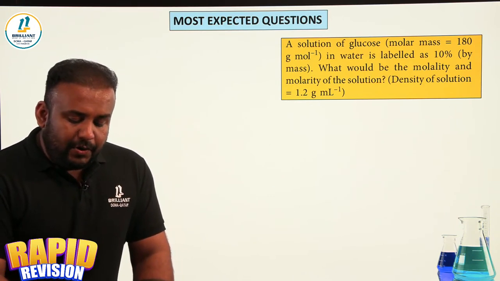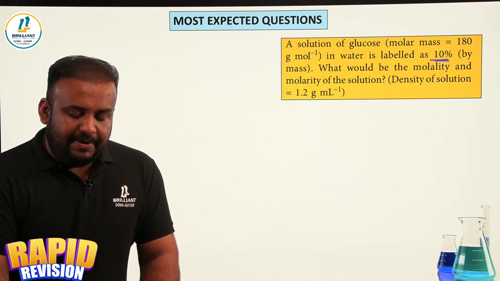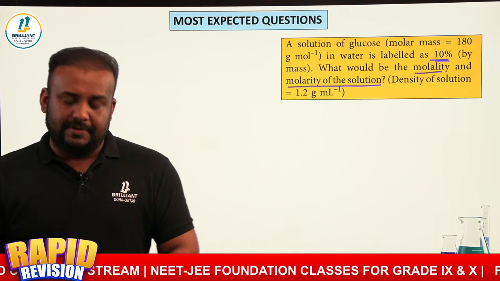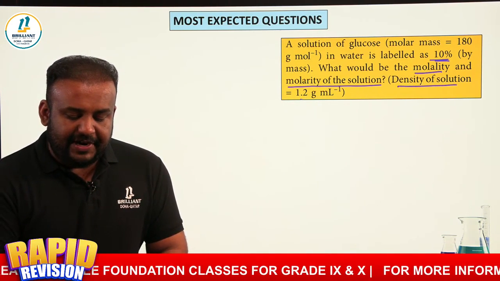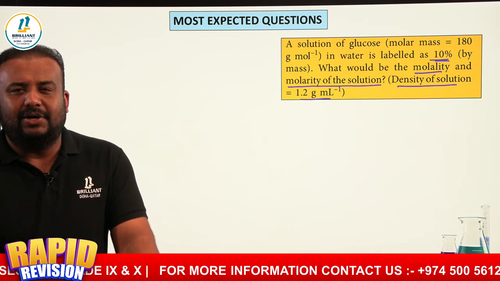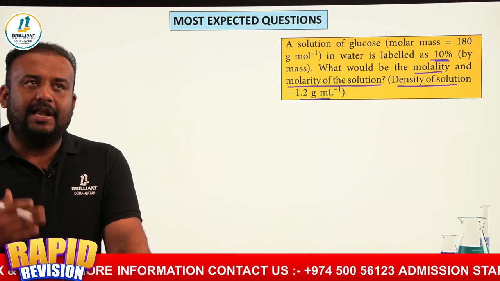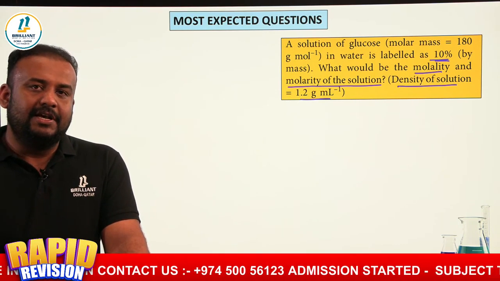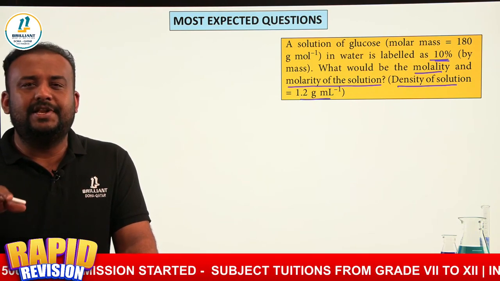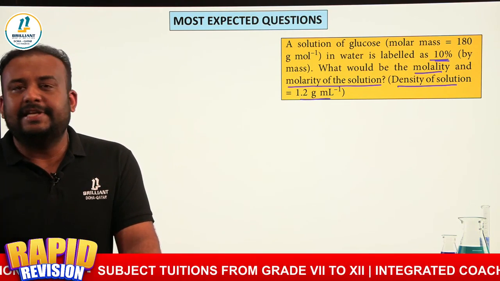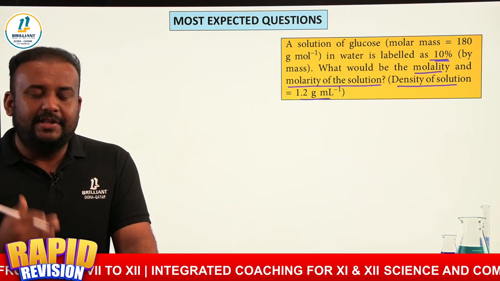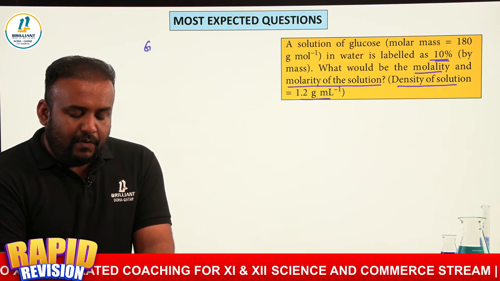A solution of glucose in water is labeled as 10% by mass. What would be the molality and molarity of the solution? Density of the solution is given as 1.2 gram per ml. In numericals, always follow a standardized method, because the steps carry marks. You're not writing JEE or NEET, where you can take shortcuts and solve the question in less than 5 or 10 seconds. In boards, definitely steps matter, so please do write the steps, especially write down what is given.